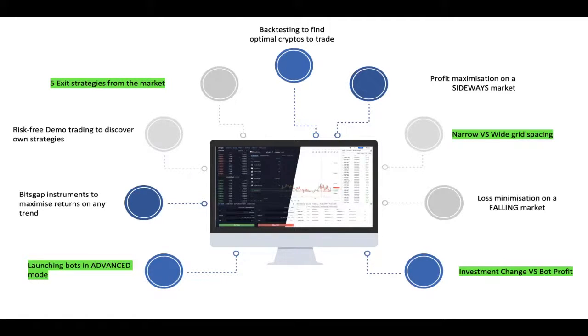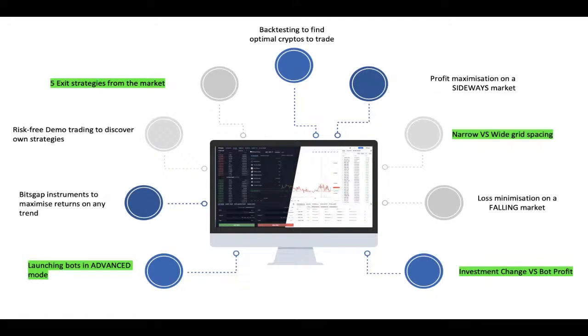We will also talk about risk-free demo trading, which you can use to discover your own trading strategies and to develop your trading styles. As I already said, you have virtual money at your disposal to use as if you are trading on your real account. So that's basically a trading simulation, absolutely risk-free.